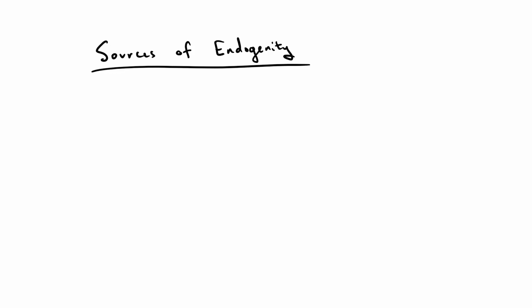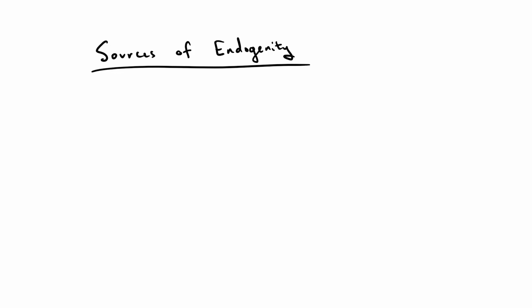Hi everybody, welcome back. In the last video, we looked at some of the violations of the classical OLS assumptions. And in this video, we're going to elaborate on the last one, which was our assumption of no endogeneity. And that can be violated through a couple different means, which we're going to talk about in this video.